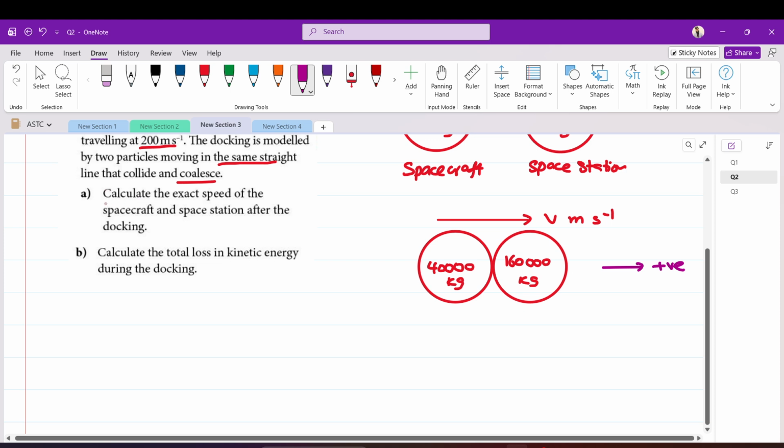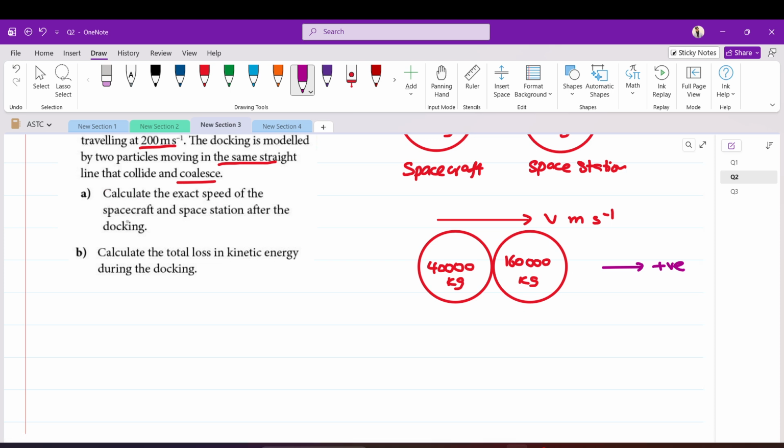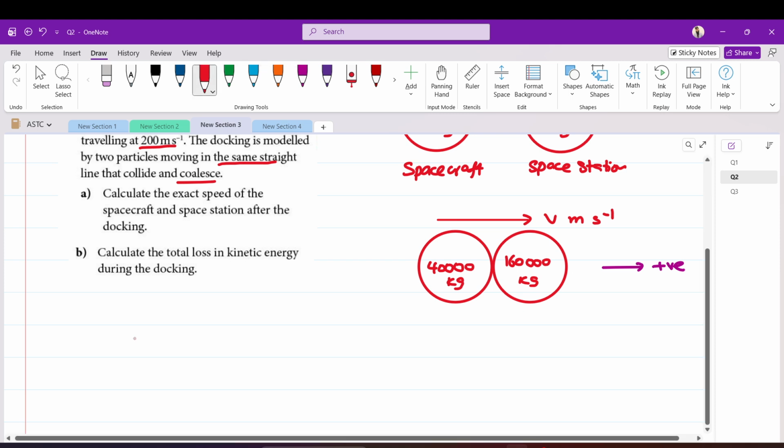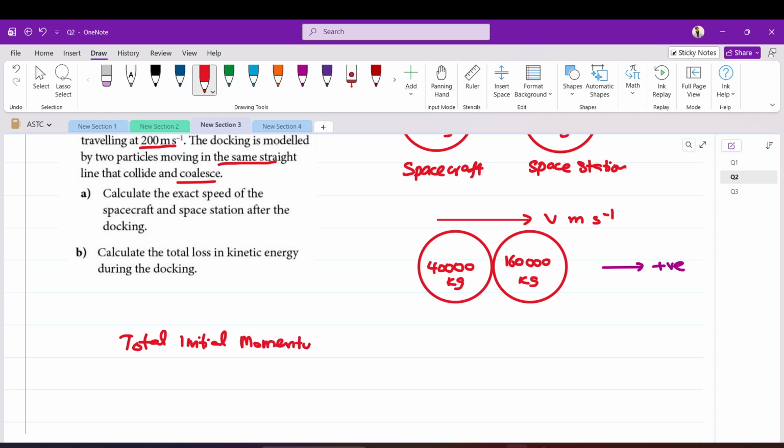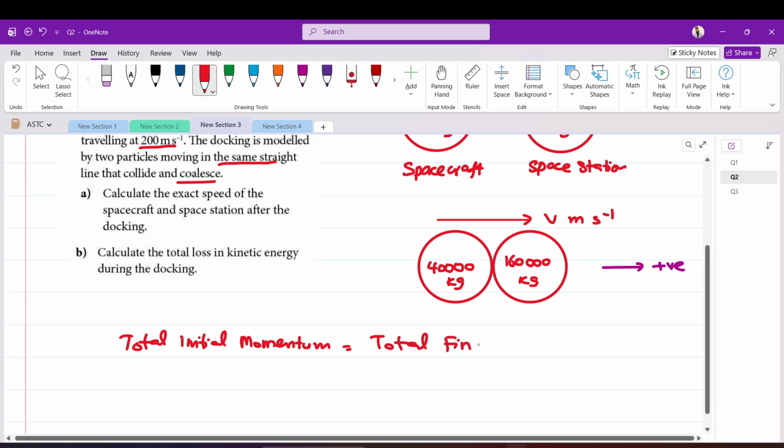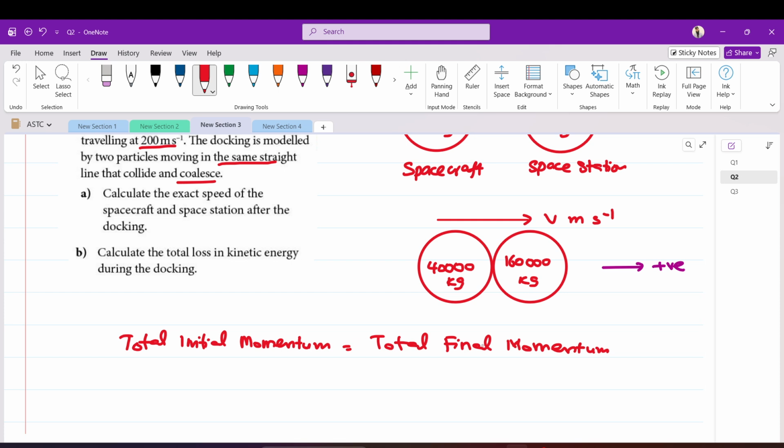Now the question is: calculate the exact speed of the spacecraft and space station after the docking. So this is what we need to find, the value of v. I'm going to write down total initial momentum equals total final momentum. You can also use different wording if you like. You can say total momentum before collision equals total momentum after collision. Even that works fine.